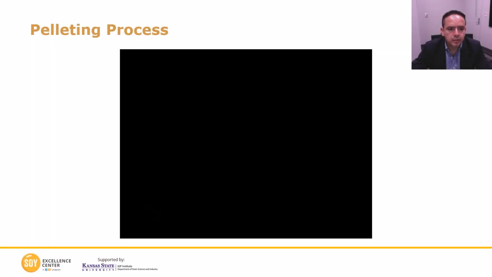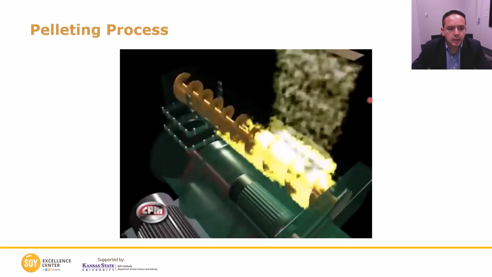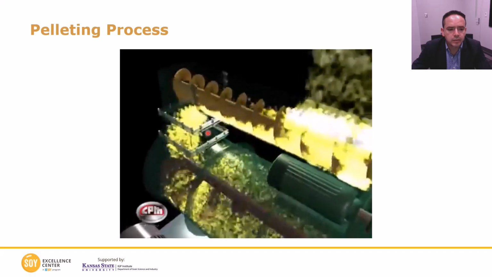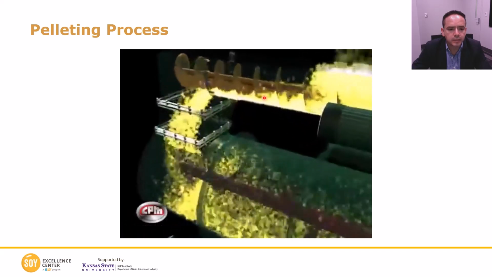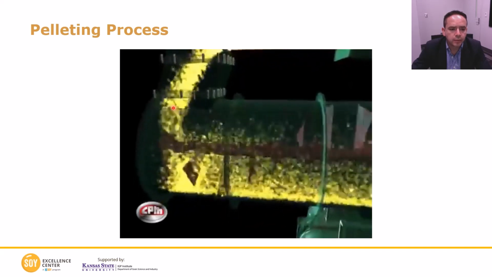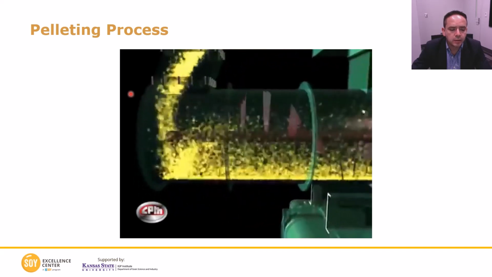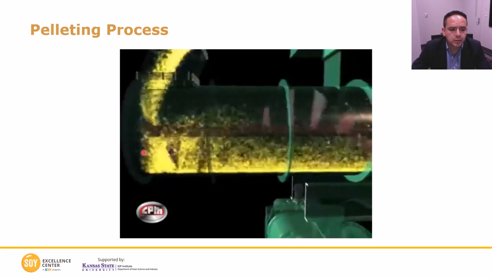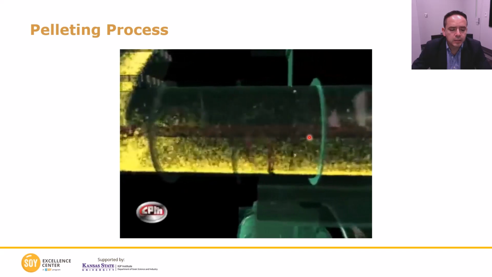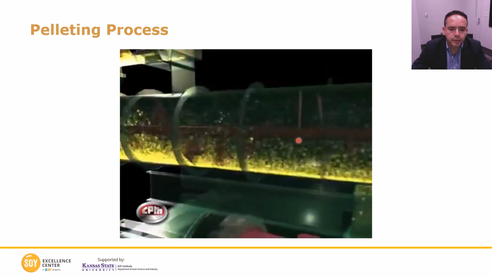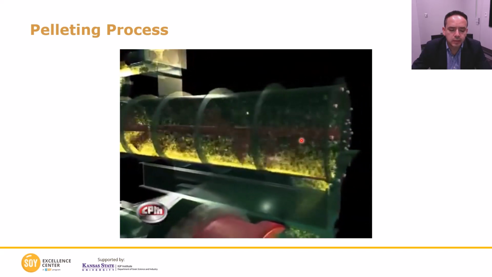And here you can see the whole animation of the process, and you have here the mash entering the feeder. As I mentioned, the feeder has a variable speed. Then at the end of the feeder, the feed is going to fall by gravity into the conditioner, and then we start injecting steam here in the conditioner. And then retention time is very important in this conditioner. You would like to get at least 45 seconds retention time in the conditioner.